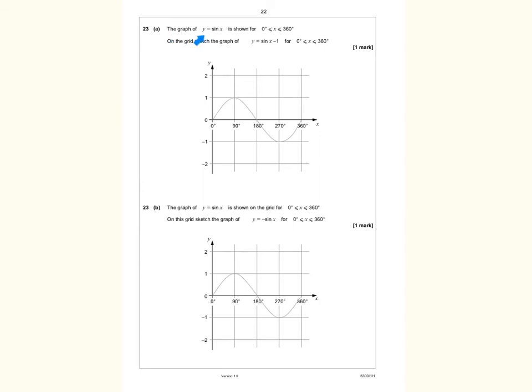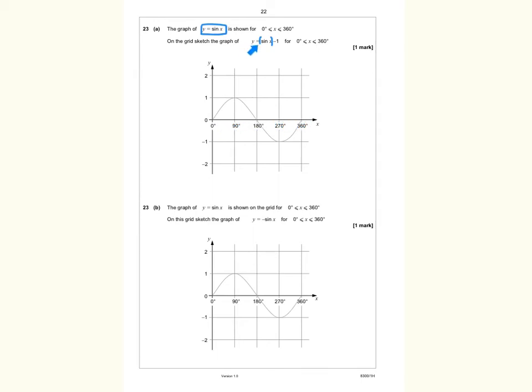The graph of y = cos x is shown for the domain 0 to 360. On the grid, sketch the graph of y = sin x − 1 for 0 to 360. Now, what you have here is like a function, and we sort of have the same function here. We need to do sine x, so we need to take x and apply the sine to it, and then we get this graph when we take these values of x.